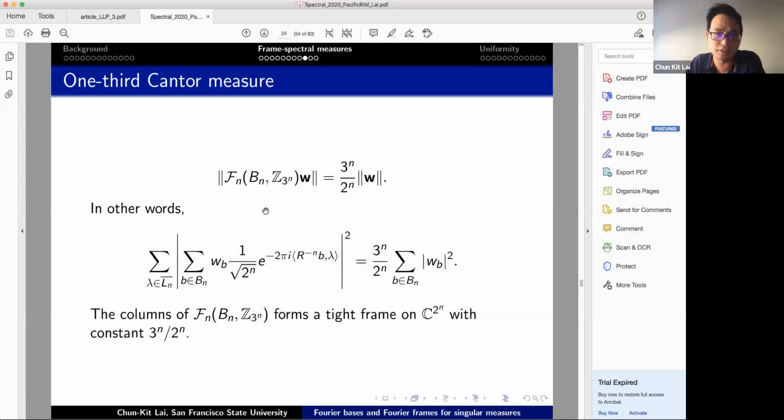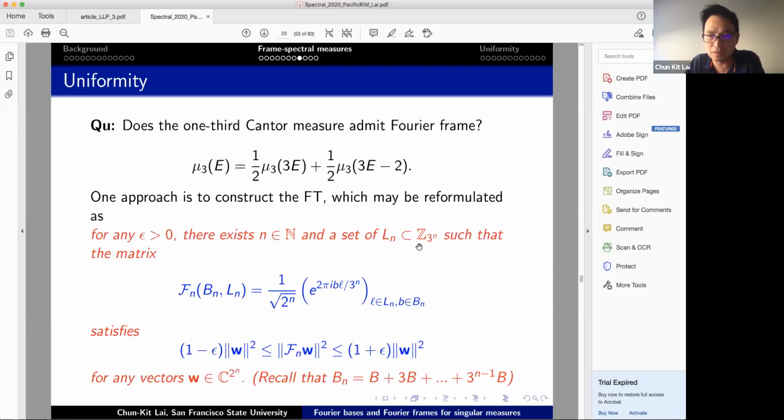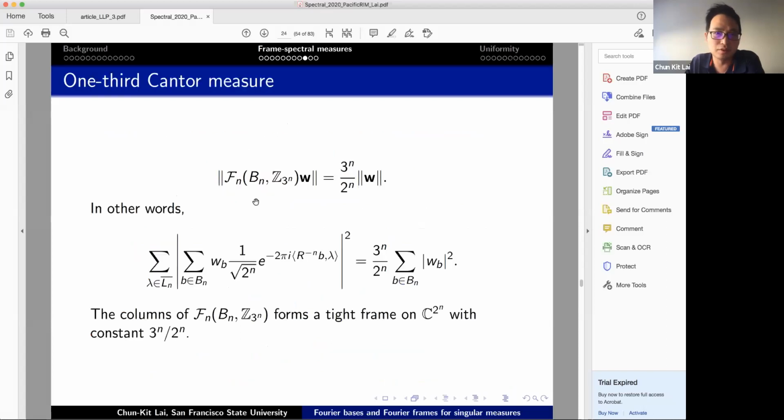So instead of choosing Ln, what if I choose everything? If I choose everything, it's actually a so-called tight frame, and the tight frame constant is pretty big. It's 3 to the power n over 2 to the power n. So it's still very far away from 1 plus epsilon and 1 minus epsilon. If I choose everything, it's still very far away.